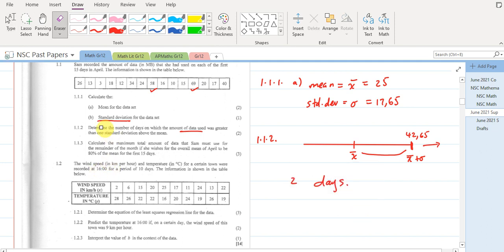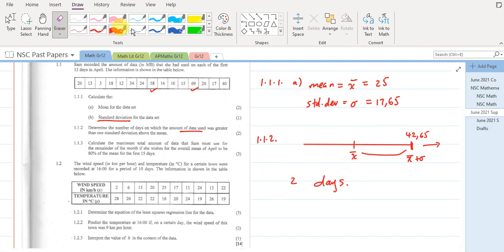So determine the number of days, so 2 out of 15 days. So we're not going to say out of 15. They didn't ask for percentage of days. If they ask for percentage of days, you'll say 2 out of 15 times 100. Just ask for number of days. If they ask within one standard deviation, then you do x bar minus one standard deviation and look for all the values within, right? So we didn't ask for that.